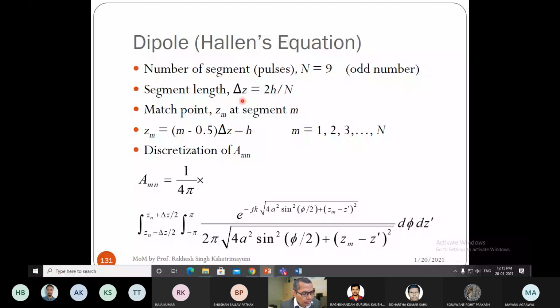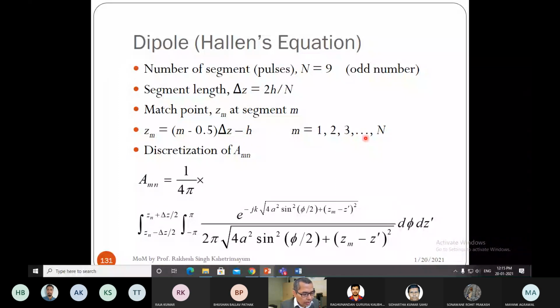Total length is 2h. Total number of segments is capital N, so delta Z is 2h by capital N. And we also use match point, so you use the delta function. So point matching: the observation point Zm is at the center of the discretization mth segment. We have already discussed in the last class, Zm is m minus half delta Z minus h. M can go from 1 up to capital N.